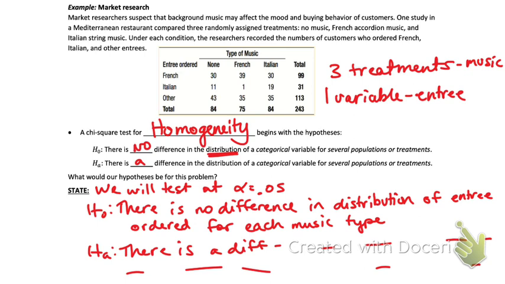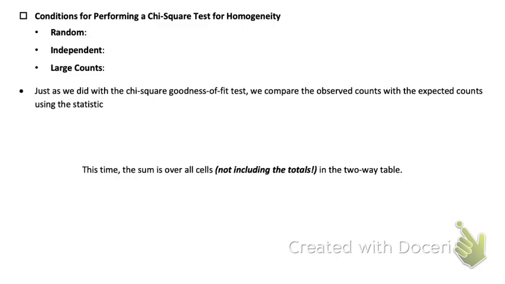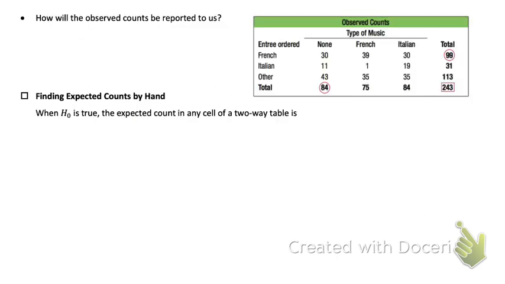Y'all know what the question is, though, right? Is the difference due to sampling variability, or did the music really make a difference? That's what we're trying to figure out. Okay, cool. So how do you get your expected count? Man, this keeps skipping. How do you get your observed counts? Your observed counts are going to be the two-way table.